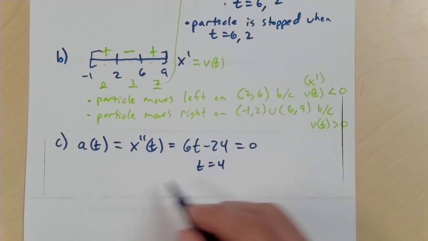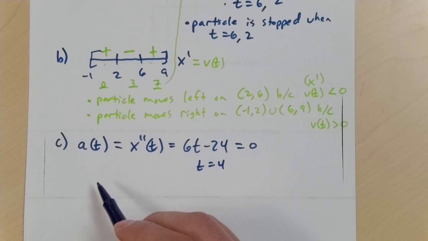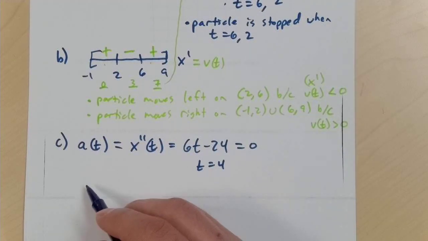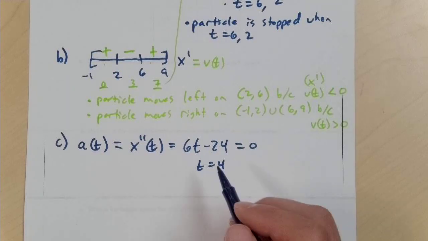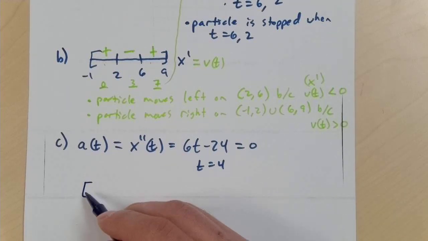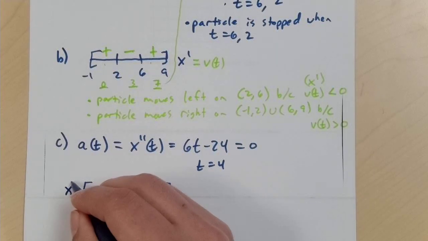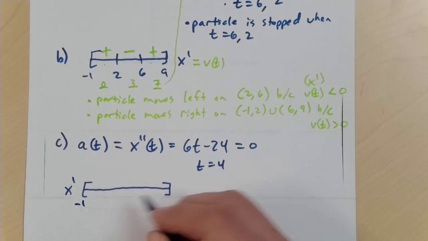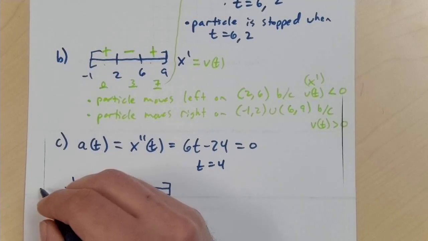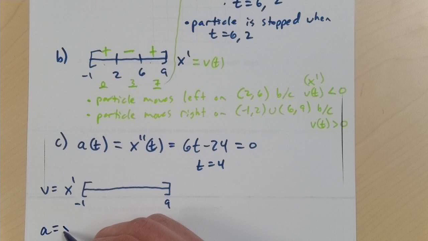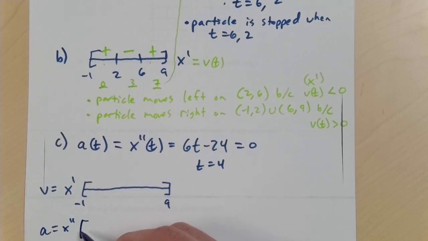Now what we want to do is compare, right? We want to look at the velocity and the acceleration. I like to compare everything, so let me copy down. This is x prime right here, -1 to 9, so this is velocity. Acceleration, same number line.